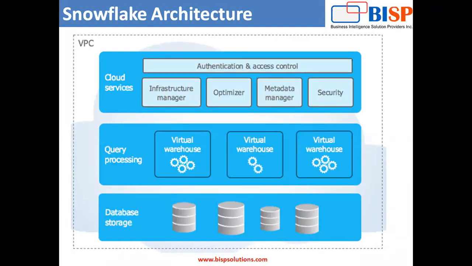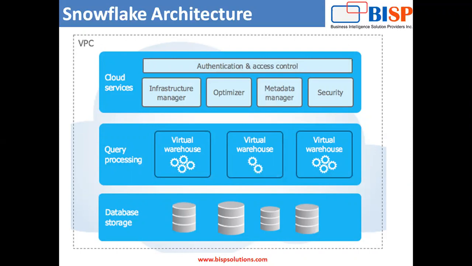Now if we talk about the Snowflake architecture, as you can see, it's a hybrid of traditional shared-disk database architecture and shared-nothing database architecture. It consists of three layers. Number one is the data storage layer, number two is the query processing layer, and the third and final layer is the cloud services.